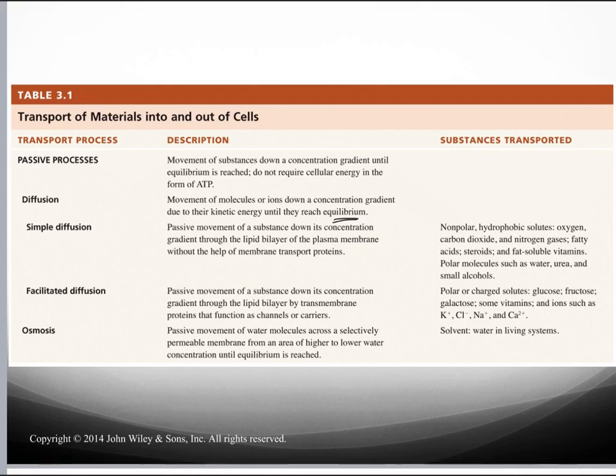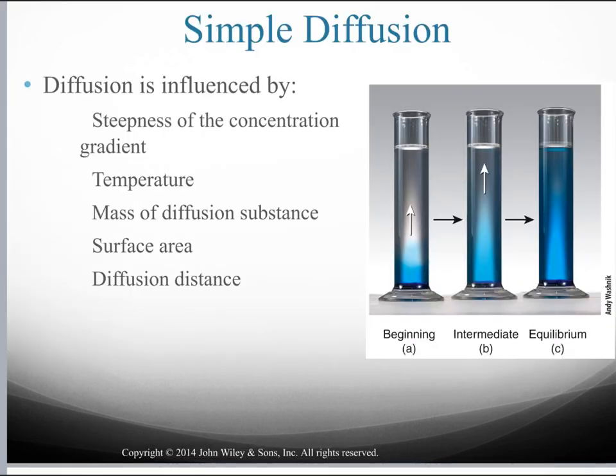Osmosis is the passive movement of water molecules across a selectively permeable membrane from an area of high to low water concentration until equilibrium is reached. Again, osmosis is pretty straightforward. We're dealing with a solvent. What solvent? Water. And we're moving it from high to low concentration until we reach equilibrium. Let's put this to picture.